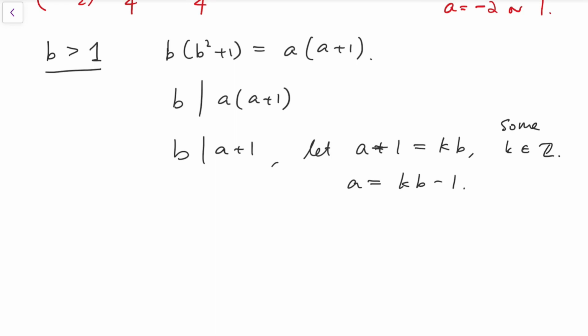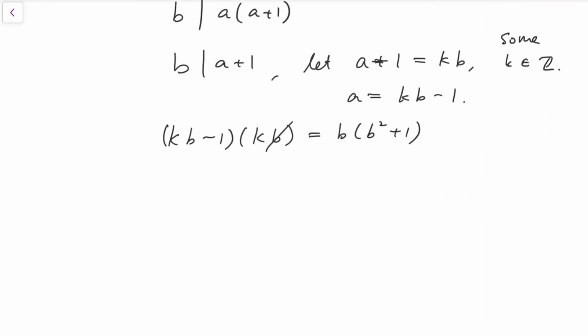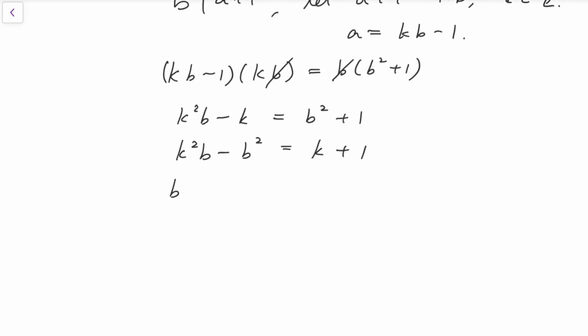Now I'll put this back into the original equation, and I have kb minus 1 times kb equals b times b squared plus 1. Since b is larger than 1, non-zero, I can cross out this b, and so I have k squared b minus k equals b squared plus 1. So k squared b minus b squared equals k plus 1. Then factorize, we have b times k squared minus b equals k plus 1.